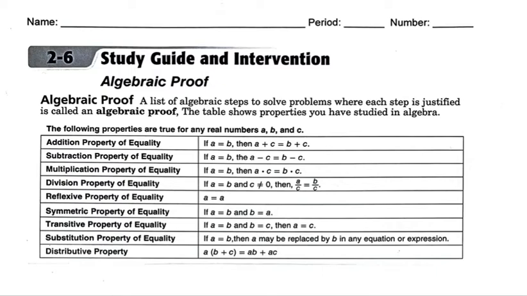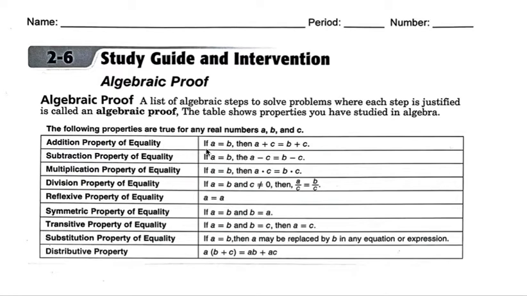We have the final section of Chapter 2, and we're going to be dealing with algebraic proofs. Now, an algebraic proof is a list of algebraic steps to solve a problem. You've been doing this for a long time, but now we're just going to make sure we know what gives us the right to do certain steps. And here are the properties that we're looking at. And most of them just make a lot of sense.